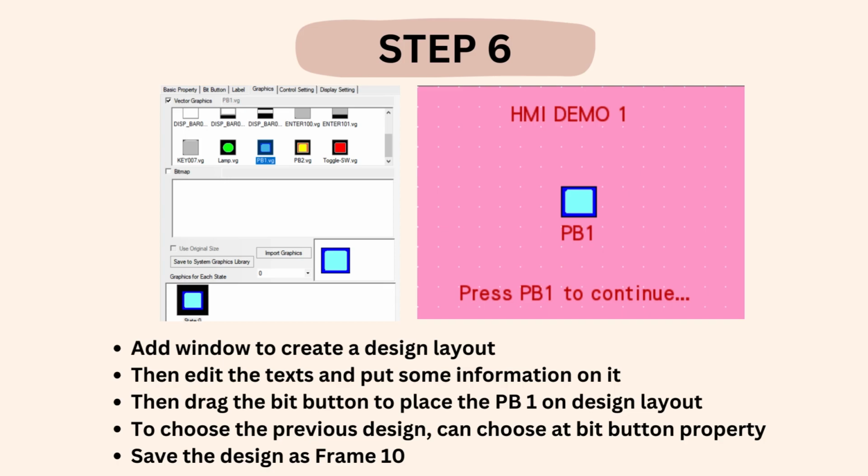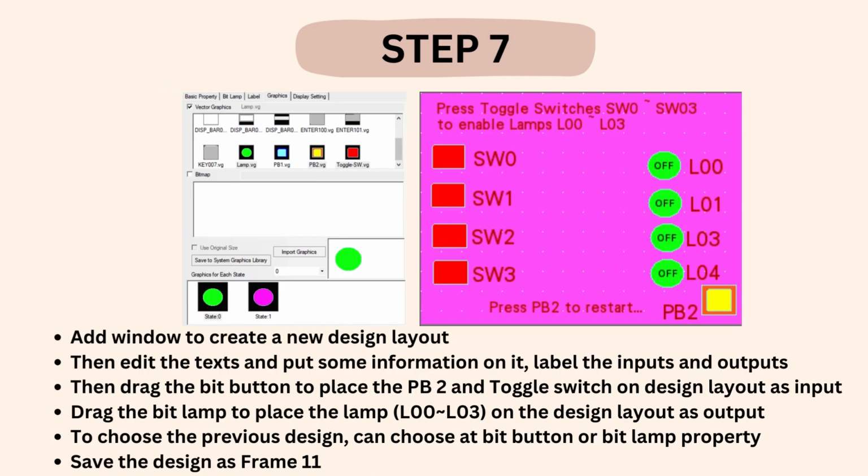Step 6. Add a window to create a design layout. Then edit the text and put some information on it like in the figure above. Then drag the bit button to place the PB1 on the design layout. To choose the previous design, you can choose it at the bit button property that we created in the previous slide, and save the design as frame 10.